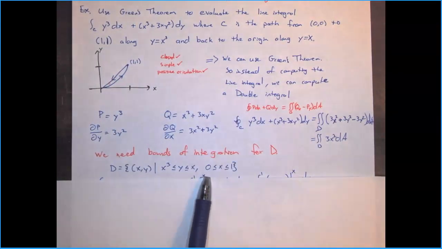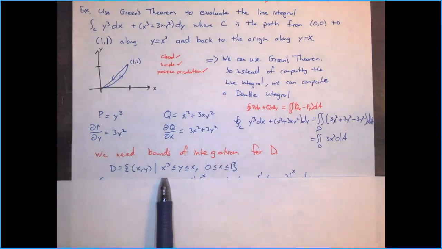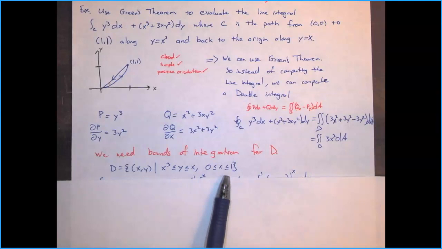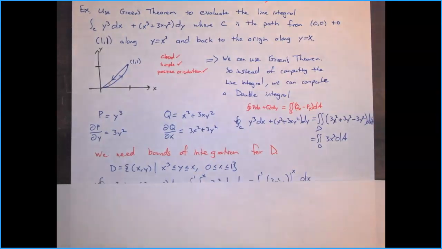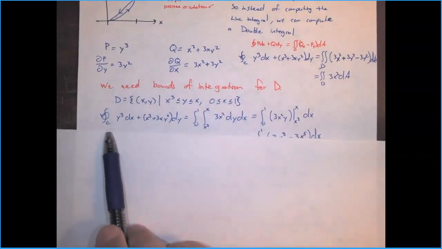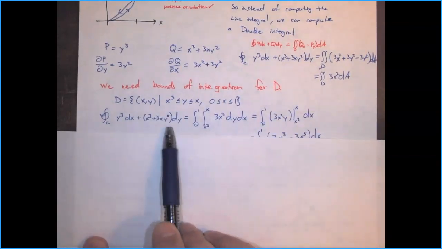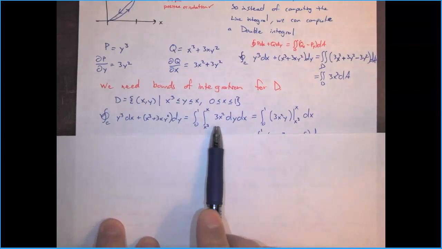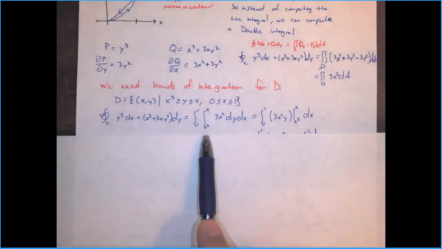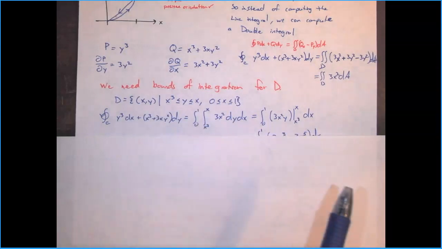So this region can be described as all the points where y is between x cubed and x, and x goes from 0 to 1. So those are going to be my bounds. So I set up my integral. Once again, this is the line integral that we wanted to find. This is equal to the double integral of 3x squared, where I'm integrating in y from x cubed to x, and I'm integrating in x from 0 to 1.